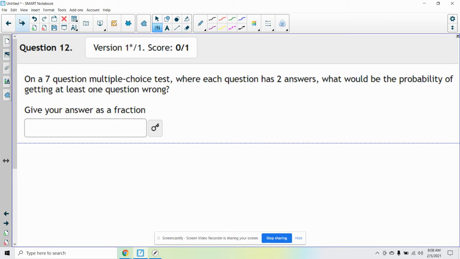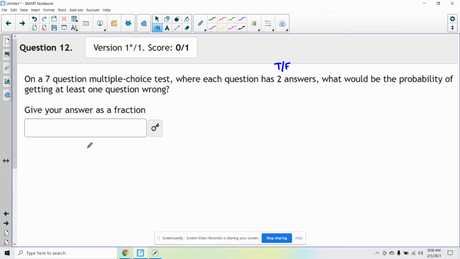And the last one, it says on a 7-question multiple choice test where each question has 2 answers. Basically, you can say every question is true or false. I don't like 2 answers. There should be 2 possible choices. But what will be the probability of getting at least one question wrong?